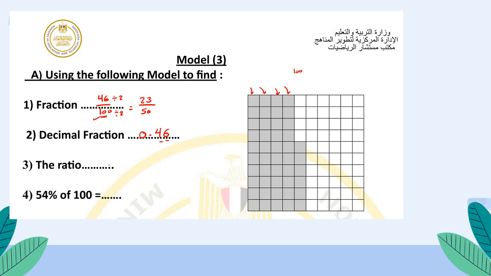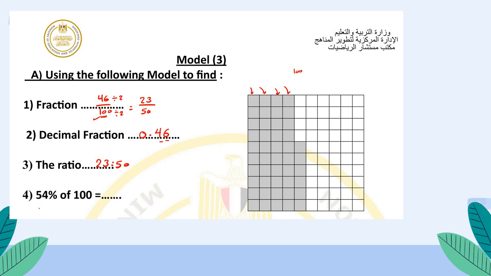What about the ratio? The ratio here will be what? Yes, it will be as this one or as this one. How can I write it? I will write 23 to 50 or 46 to 100. Okay, 54% of 100 equals, how can we write it?